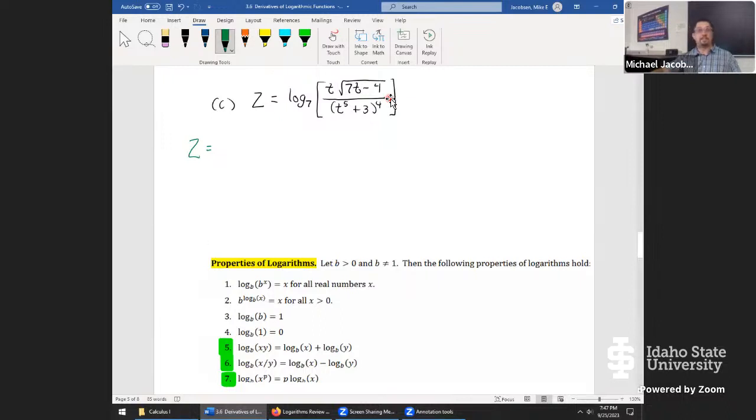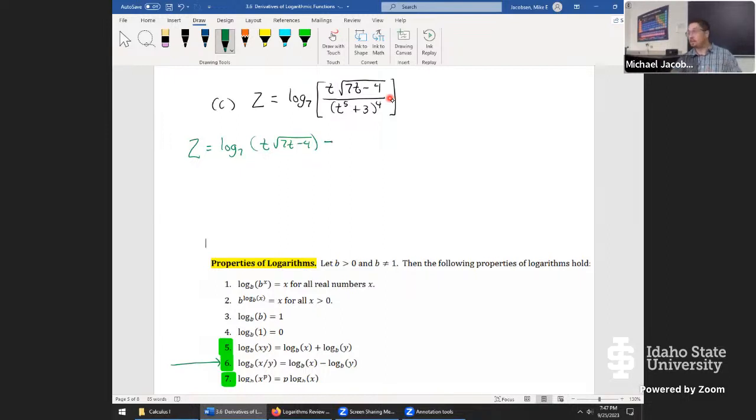And now start using the properties. I'm going to start off with property number 6. Handle the division there. And this is what it will look like. Log base 7 of t times the square root of 7t minus 4. I'm going to eventually convert that square root to a power of 1/2, but we can leave it like that for now.